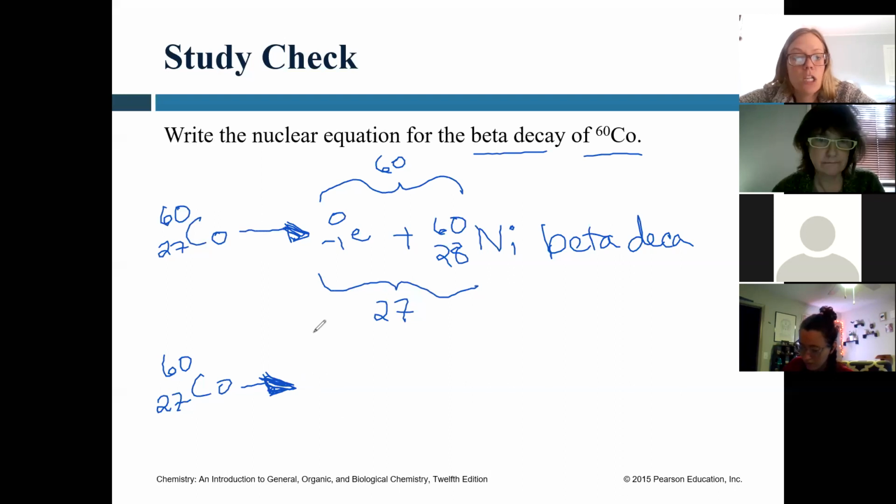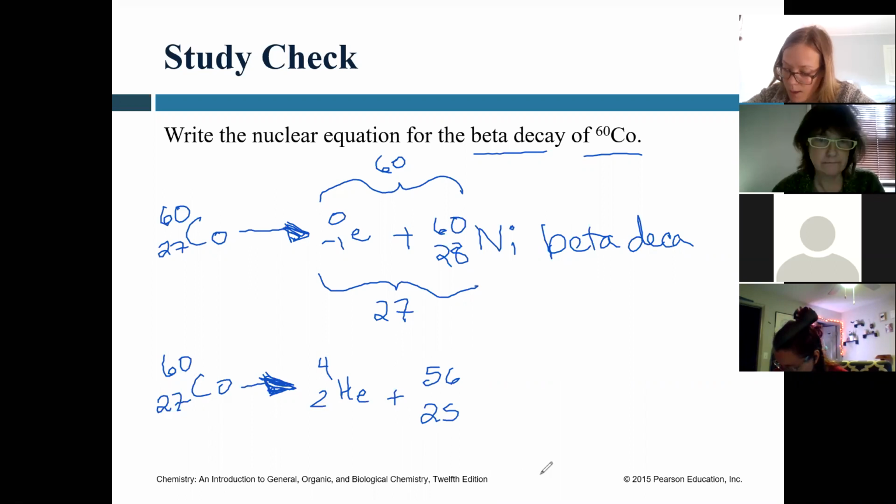Okay, so just changing this a little bit, instead of it undergoing beta, we're going to do alpha decay. If it's alpha decay, that means I need to give off a helium, or 4/2 He. If this is 60, then this over here will need to be 56. 56 plus 4 gives us 60. This is 27, so this needs to be 25. And then we just look up what our 25 is, and it's manganese.